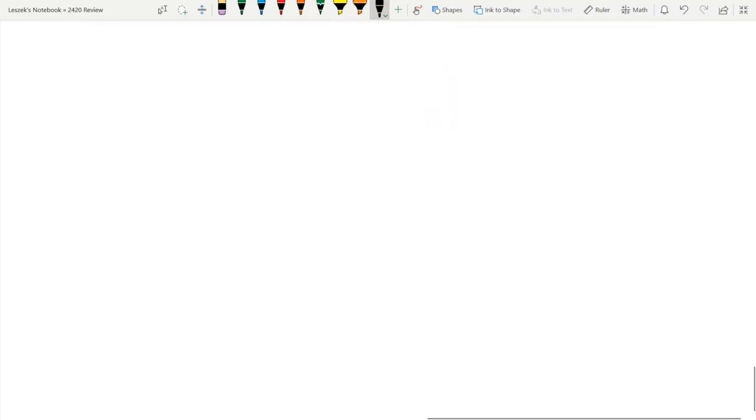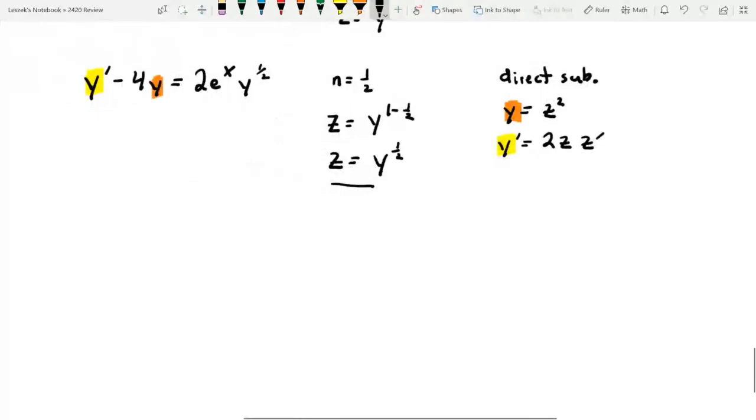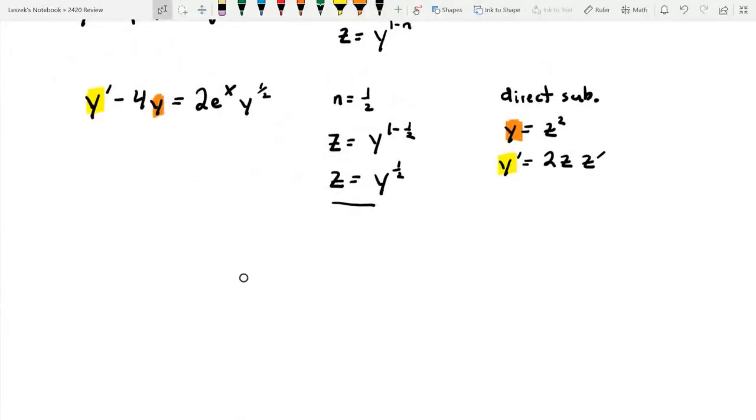So y prime is equal to 2 times z times z prime. y is z squared. And y to the half is z.